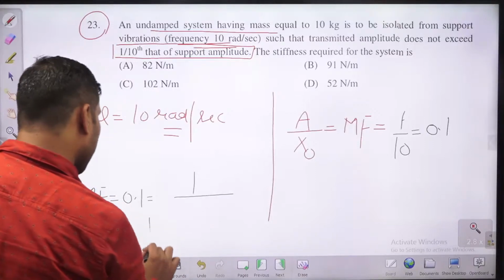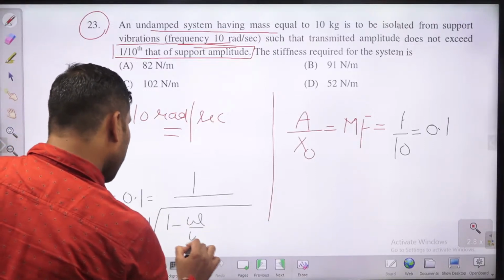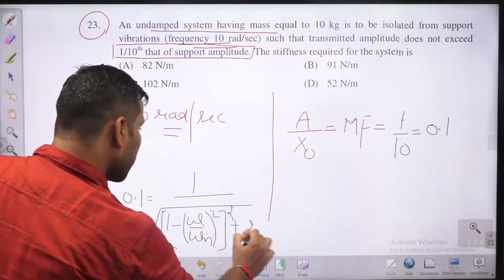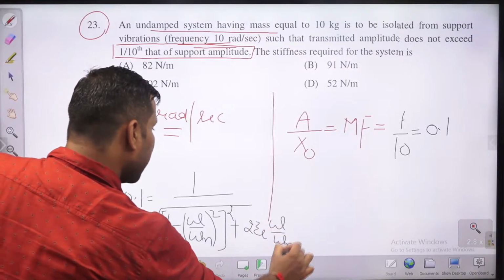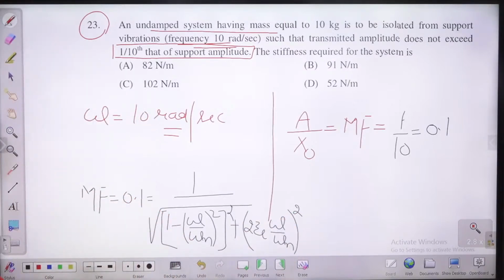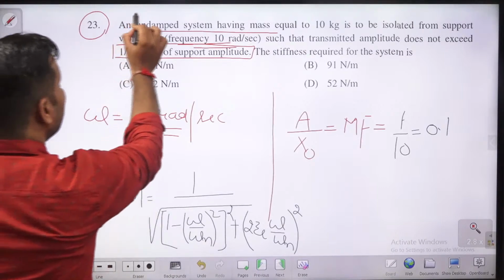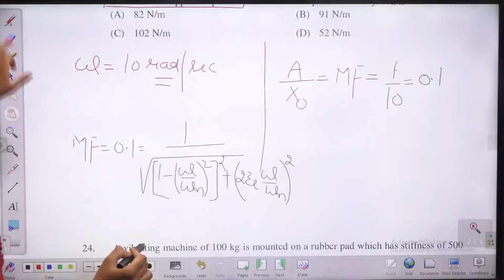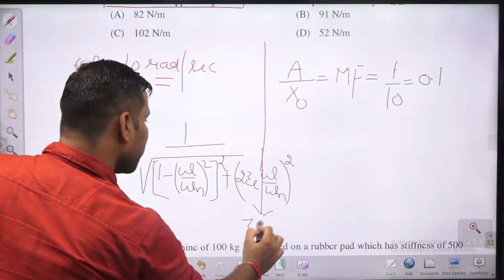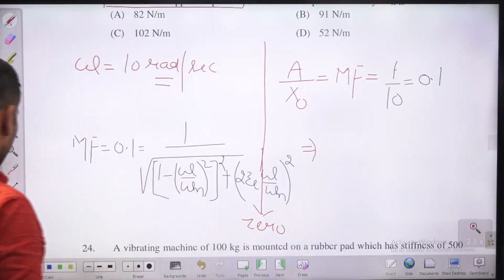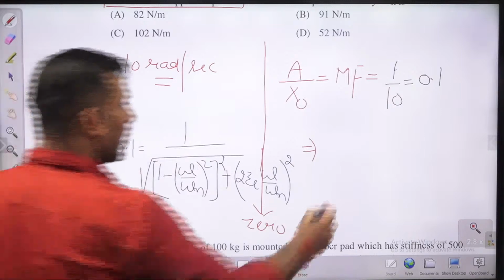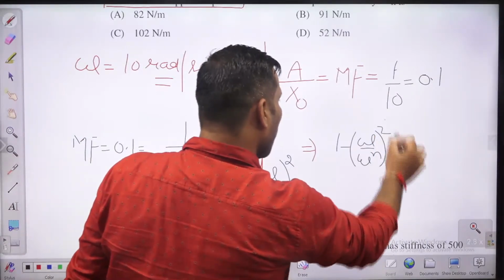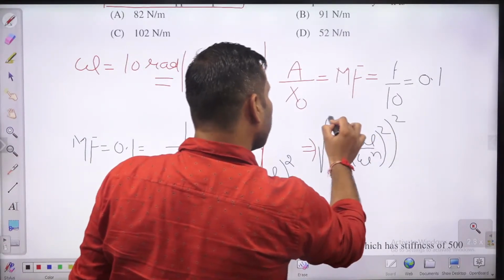Now if you put all these values here, the magnification factor which is 0.1 is nothing but 1 by under root of (1 minus (omega by omega n) square) whole square plus (2 zeta omega by omega n) square. Now check this. Undamped system. Guys, this point is very, very important. Undamped means no damping, zeta is 0. And if zeta is 0, then this term will be 0, guys. So further solving this, you will get 1 minus (omega by omega n) square, whole square, under root.